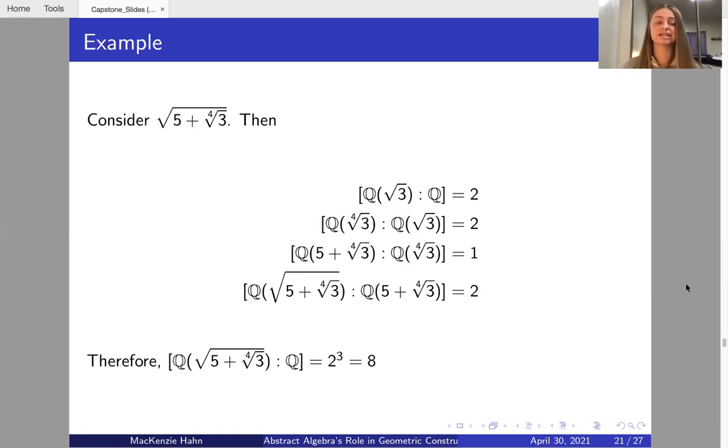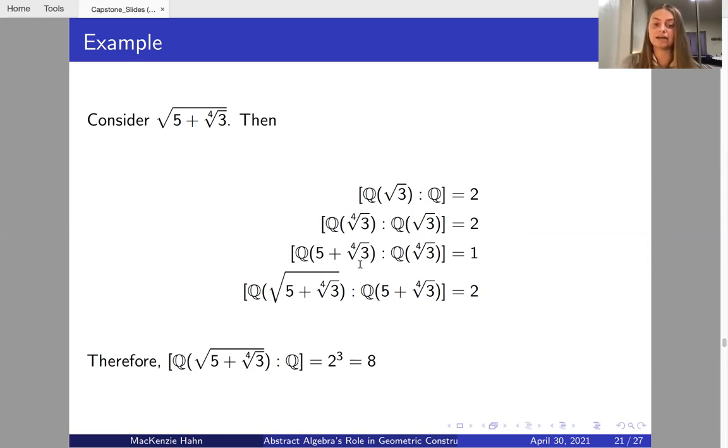To explain that concept a little bit better, if we consider the square root of 5 plus the fourth root of 3, we're going to start with that innermost element. So if we take Q adjoin the square root of 3 over Q, because it is a square root, that's going to give us a degree of 2. If we expand that and add on another square root, then we have Q adjoin the fourth root of 3 over Q adjoin the square root of 3. Again, we're taking an additional square root, so that's going to give us another degree of 2 for that finite step right there.